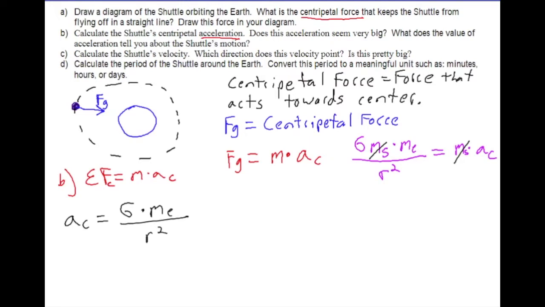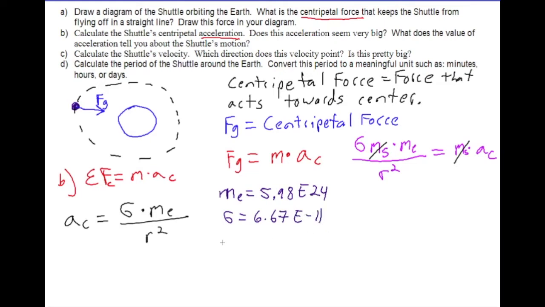Now that we have our equation, let's talk about what each of these variables are. Well, we know mass of the Earth is just mass of the Earth, and that's a value that they give us up above, and that value is actually 5.98 times 10 to the 24th. And then our next one is big G. We know that because that's a constant. That's 6.67 times 10 to the negative 11th.